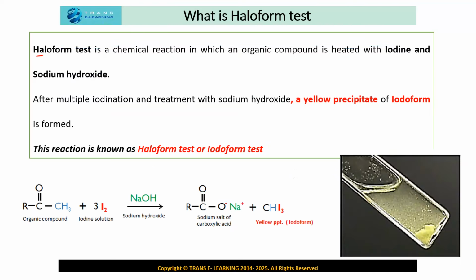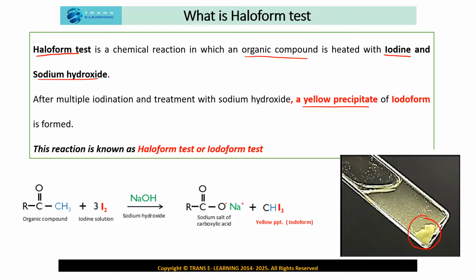The Haloform test is a chemical test, or a chemical reaction, in which an organic compound is heated with iodine and sodium hydroxide. After multiple iodination and treatment with sodium hydroxide, a yellow precipitate of iodoform is formed. You can see here a yellow precipitate of iodoform is formed. This reaction is known as the haloform test or the iodoform test.